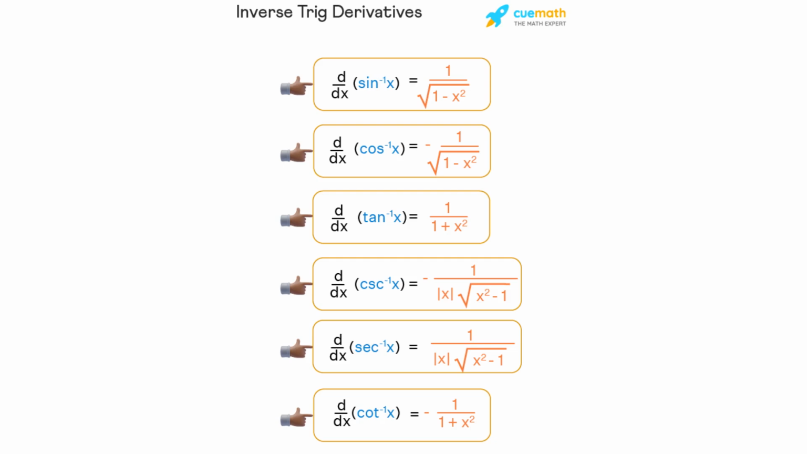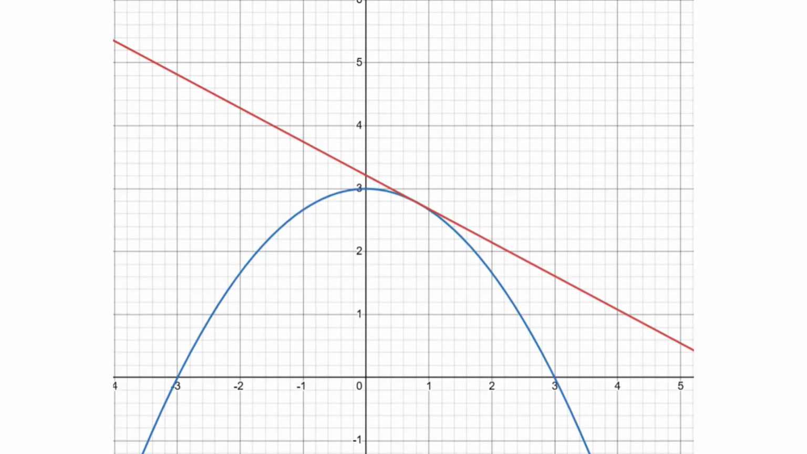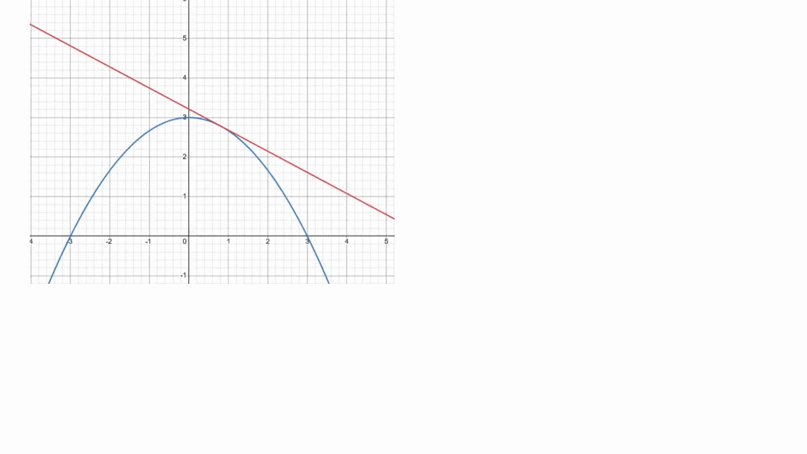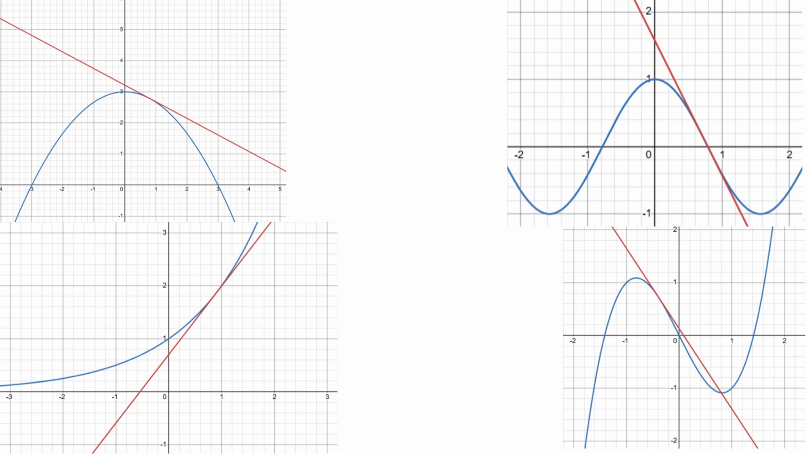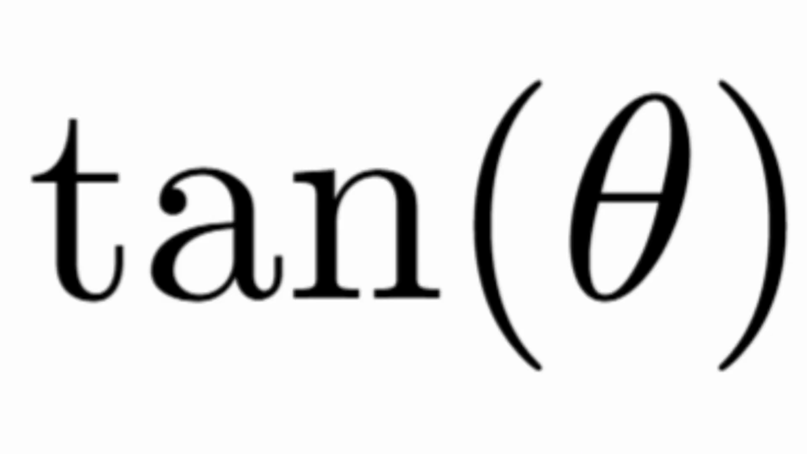The first thing to understand is what a tangent is. A tangent is a line that just barely grazes a function at a point. For example, all these lines are tangents to those functions. See how they touch at that single point and look almost parallel to it. Despite the name, this tangent is not related to the function tan from trigonometry.